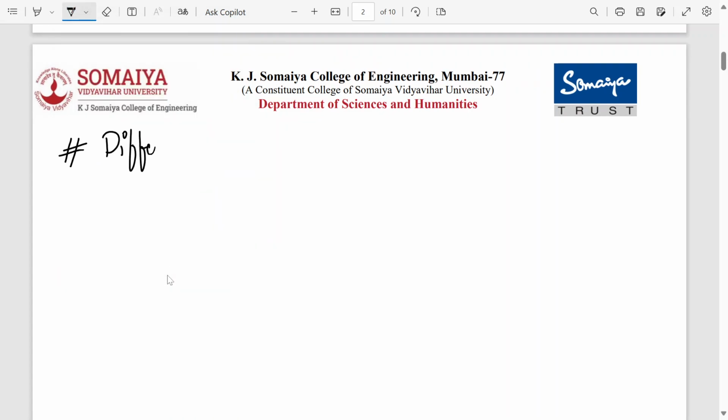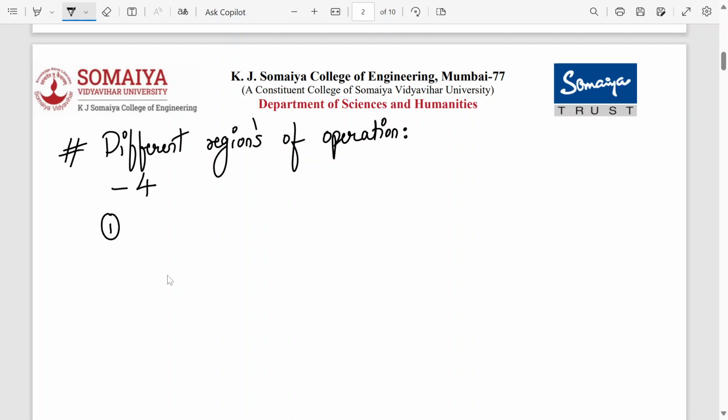Different regions of operation. So what are the different regions of operation for a BJT? There are a total of 4 different regions of operation. So what are these 4? We'll write one of them. One is the forward active or active region.